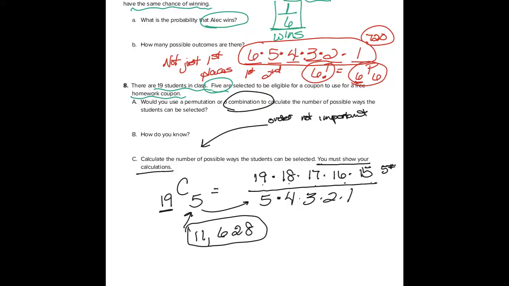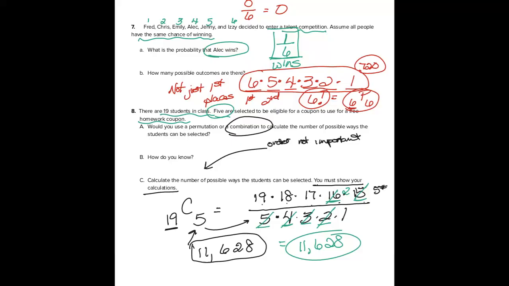Not even sure I will expect that though. So here I notice I have a 15. I also know that 5 times 3 is 15. So I'm going to cancel those out. And this is just simplifying before I actually multiply. I see I have a 4 times 2, which is 8. And I have a 16 here. So 16 divided by 8 leaves me with 2. So if I take 19 times 18 times 17 times 2, I'm hoping that gives me 11,628. 19 times 18 times 17 times 2, and it is 11,628. Questions on that? I will definitely do one of those tomorrow.